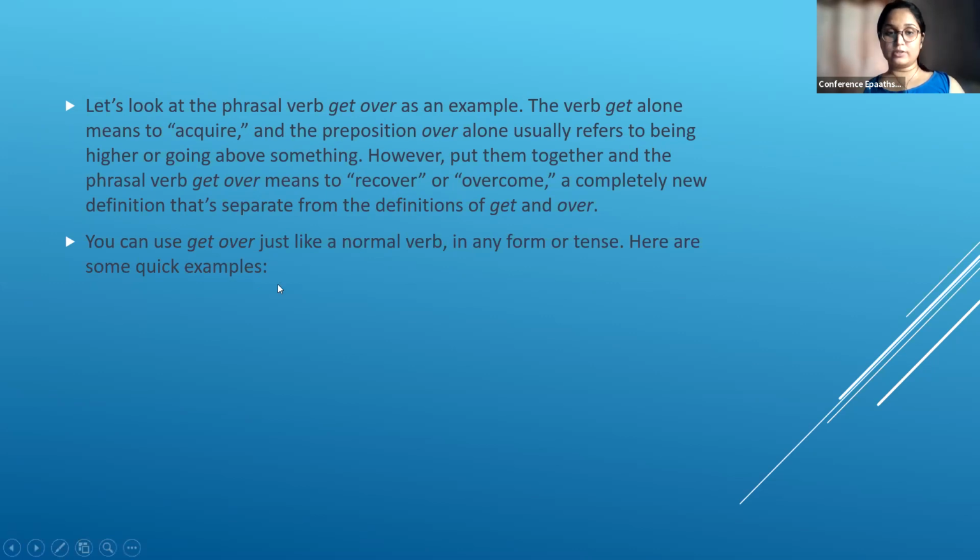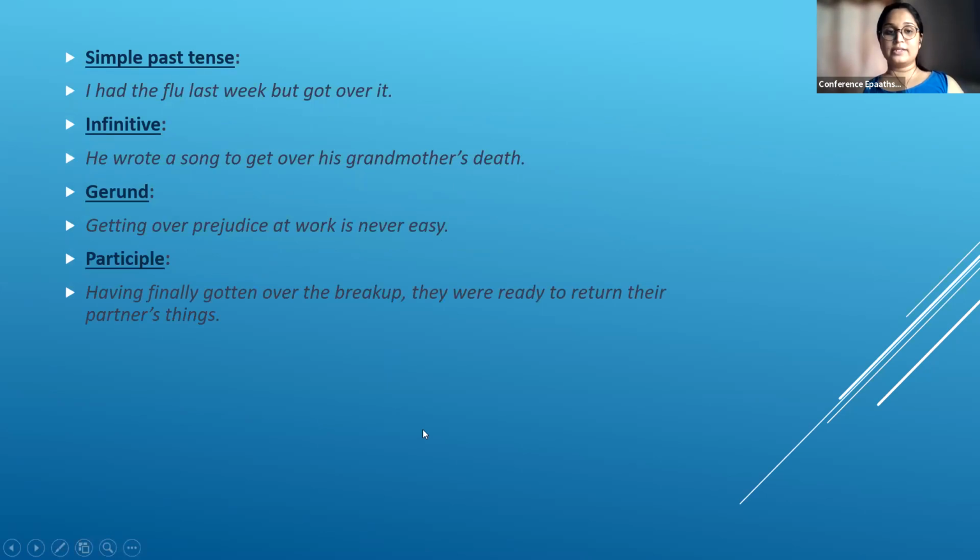You can use get over just like a normal verb in any form or tense. Here are some examples. You can use get over in every tense, and according to the verb rules, the form will change. In simple past tense, you can write, I had the flu last week but got over it. In the infinitive, what is the infinitive? We discussed it, and after this session I will give you a quick revision. The infinitive is when we write with to, and after to we use the present form of the verb. So you can write, he wrote a song to get over his grandmother's death.